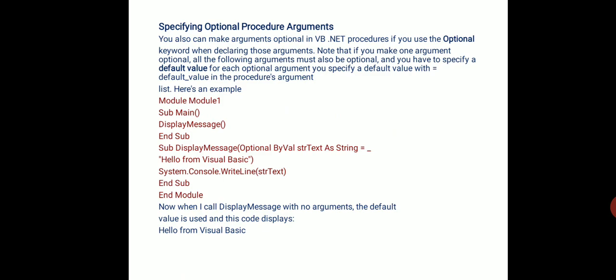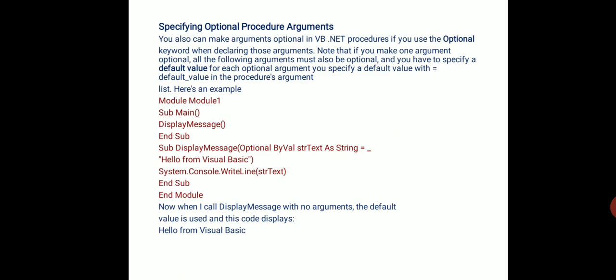So you can make arguments optional in VB.NET procedures if you use the Optional keyword when declaring those arguments. If you make one argument optional, all the following arguments must also be optional, and you have to specify a default value for each optional argument. You specify a default value with the equal to sign and the default value in the procedure's argument.